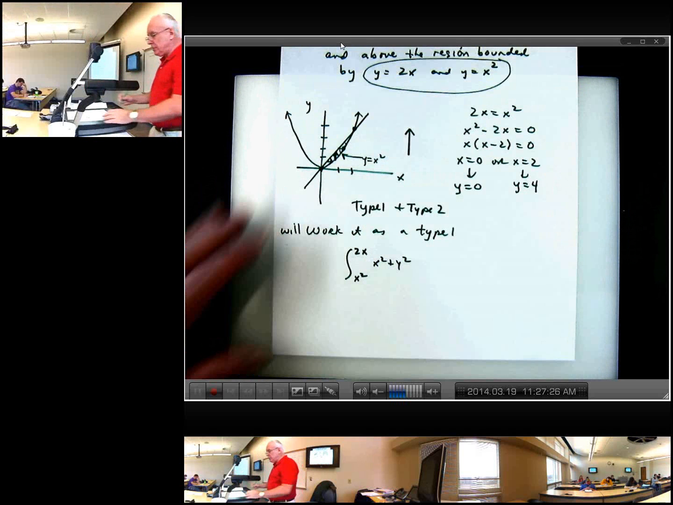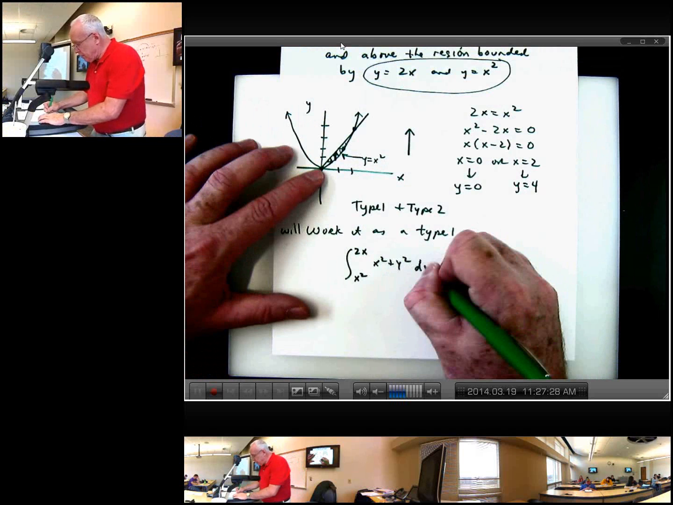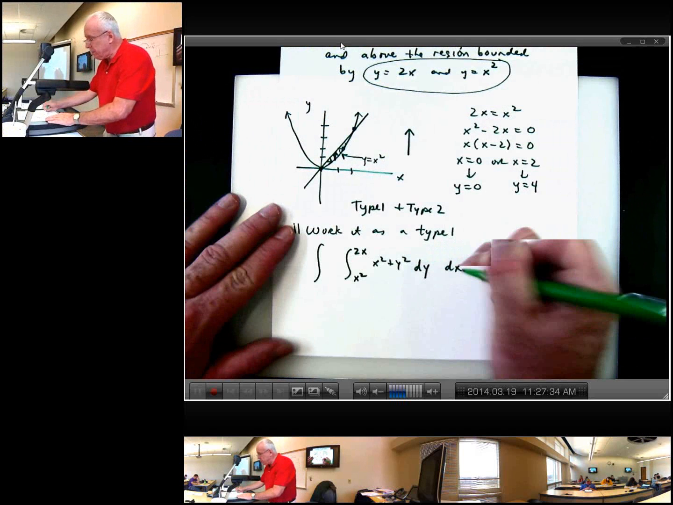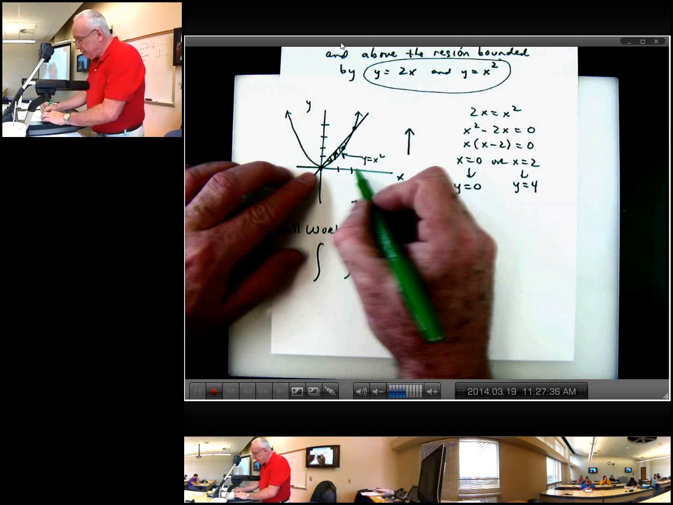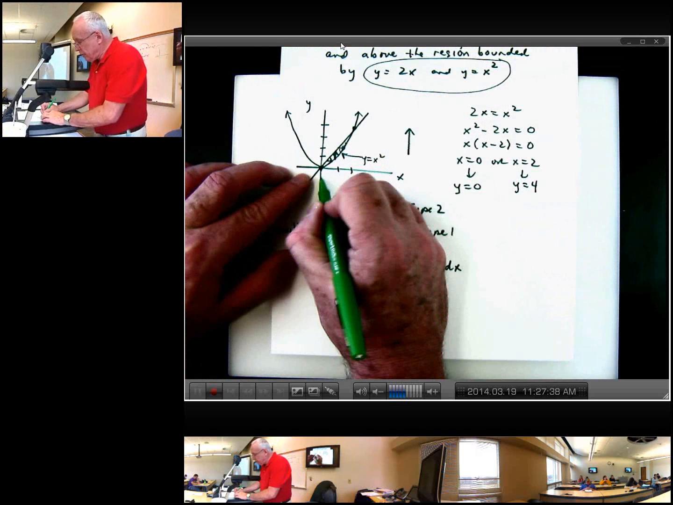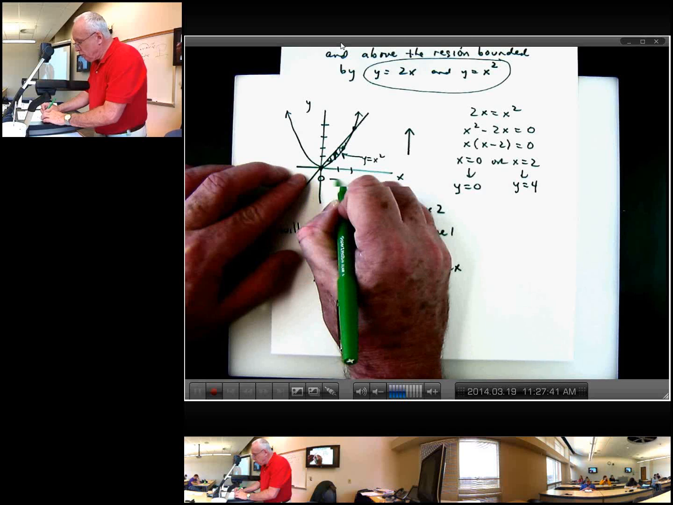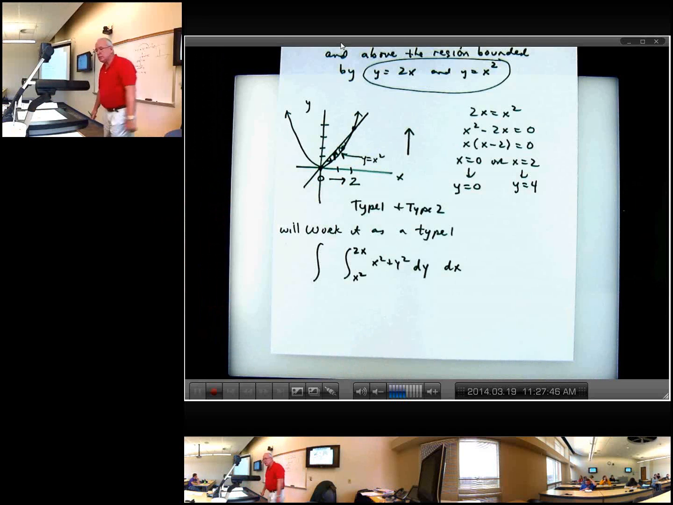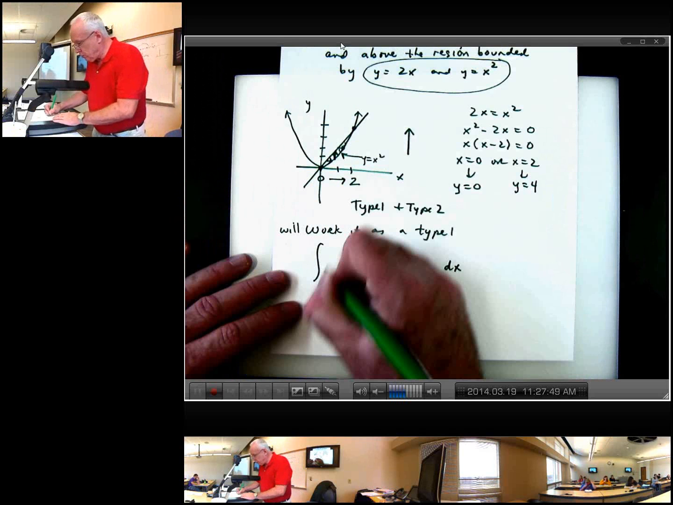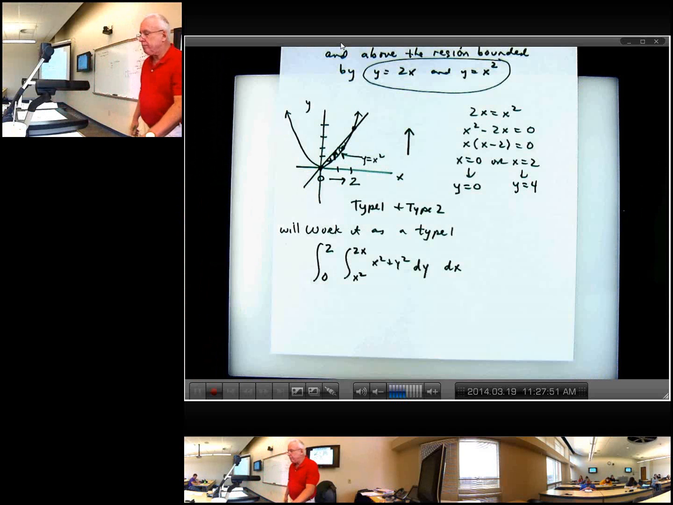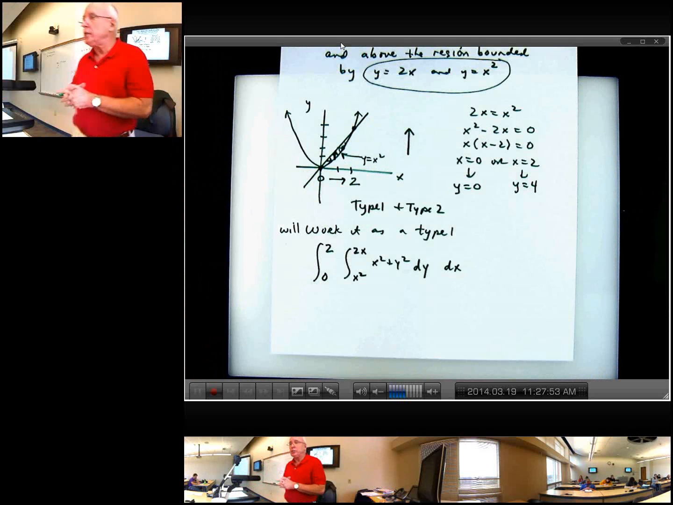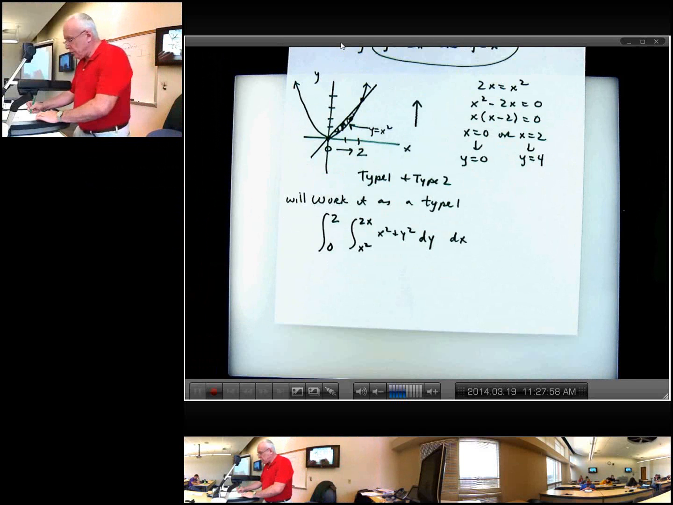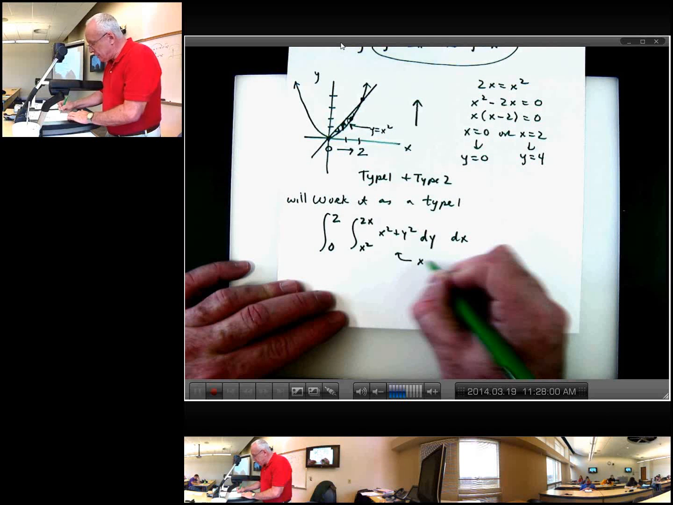And with doing it as a type 1, I'm going to first be integrating with respect to y. And then my outer integral, which is always going to be numbers. Okay, in this case, x goes from what? x goes from 0 to 2. All right, so that's going to be my limit for x, 0 to 2. The important thing is just getting it set up right. That's half the battle. All right, so this one here, we're going to treat x as constant.